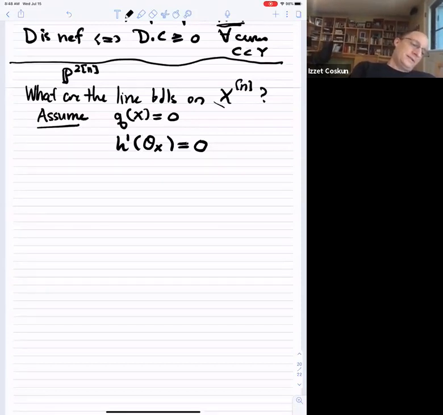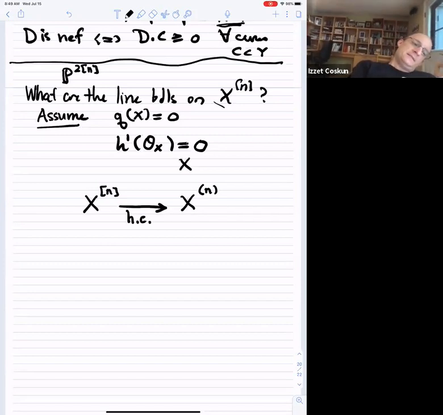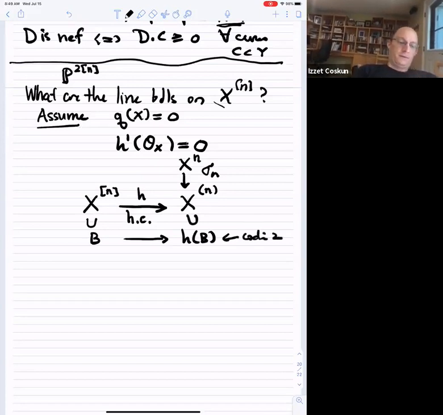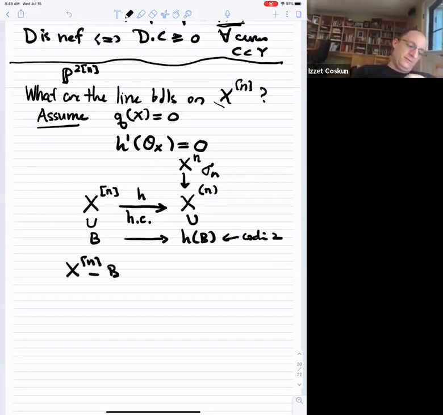Let's remind ourselves that we have the symmetric product here, and here we have the Hilbert-Chow morphism, and this is the quotient of Xn under the symmetric group, right? Remember that there is a divisor B here, and the image of this B, let me call this thing H of B, is codimension 2, okay? So now the point here is if I take Xn and subtract B, then this is isomorphic to Xn minus a codimension 2 set, right?